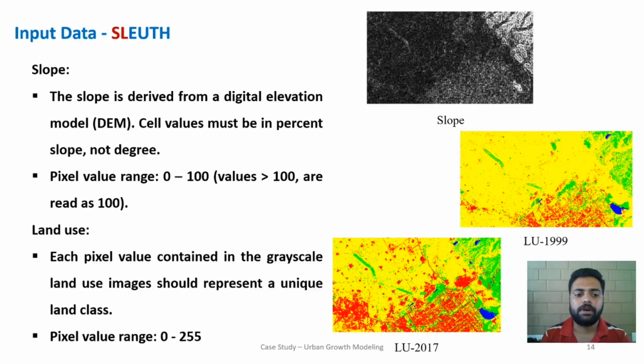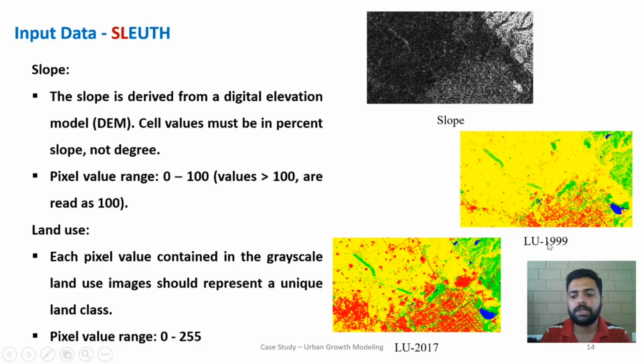Then we have pixel range. Pixel range should vary from 0 to 100. Values which are greater than 100 should be read as 100 only. And the second layer is the land use layer. As I mentioned in the earlier slides, we can use the land use for two different time periods.